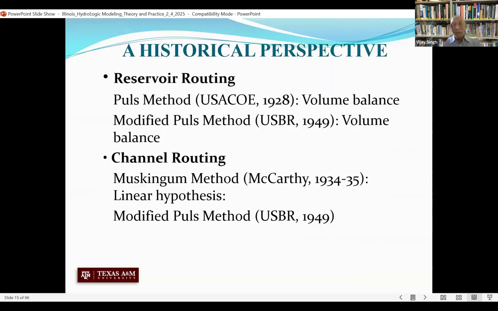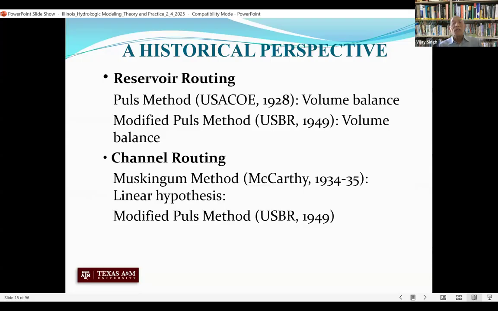Then, on the other hand, for flow routing, particularly in reservoirs, the U.S. Army Corps of Engineers in 1928 developed the pulse method and the volume balance. And then, of course, the U.S. Bureau of Reclamation modified the pulse method in 1949. But these are essentially volume-based methods.